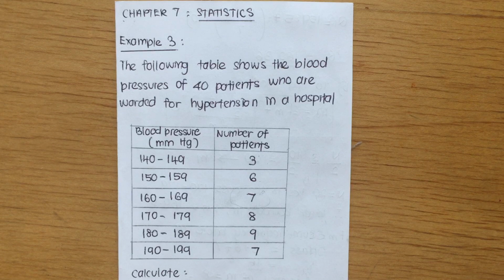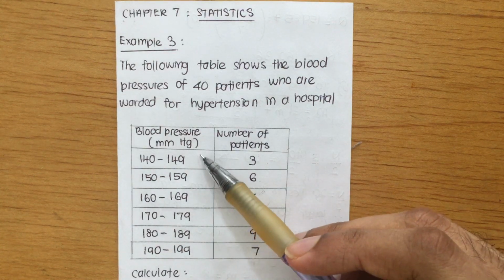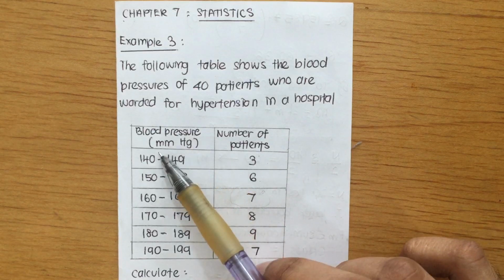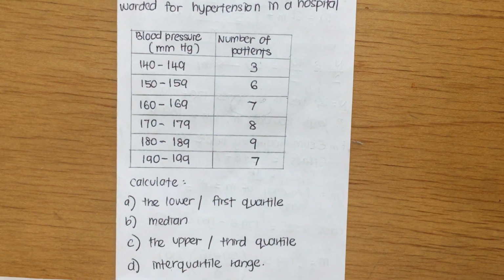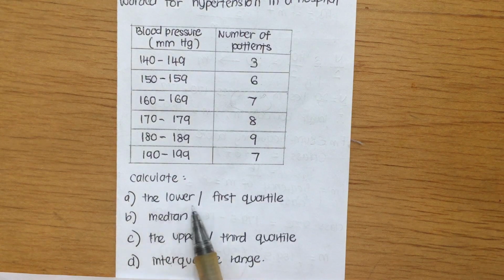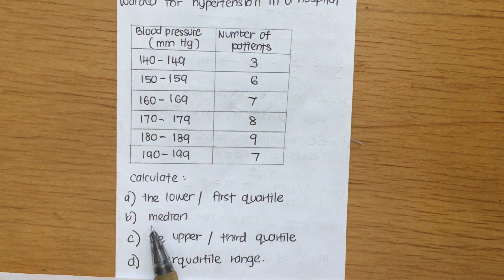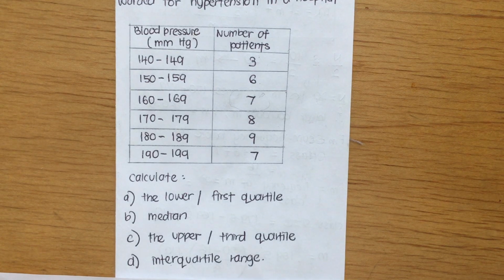Alright guys, let me read the question now. The following table shows the blood pressure of 40 patients who are warded for hypertension in a hospital. So these are the list of the blood pressure classes, in the measurement of millimeter mercury, and these are the respective numbers of patients. So the question asks us to calculate the lower or first quartile, the median, the upper or third quartile, and the interquartile range.